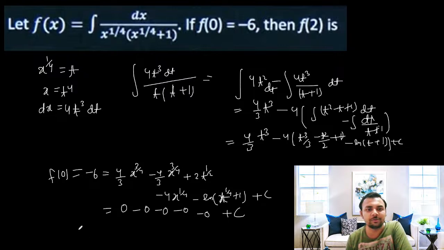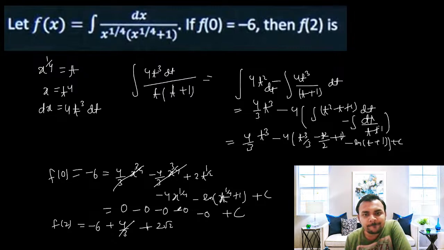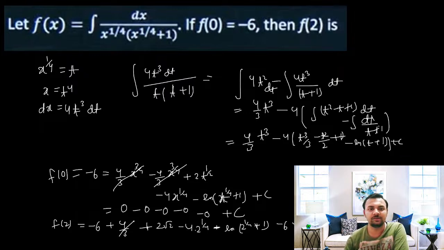Okay, now f of 2 will come out to be, with c as minus 6, this is 4 by 3, 4 by 3 cancel, 2 root 2. Okay, minus 4 times 2 to the power 1 by 4, minus ln of 2 to the power 1 by 4 plus 1, minus 6. So this is the answer.